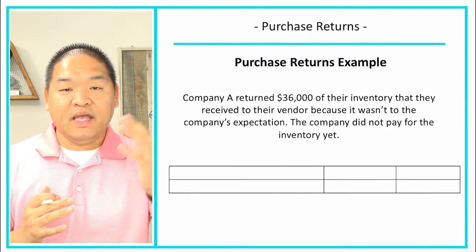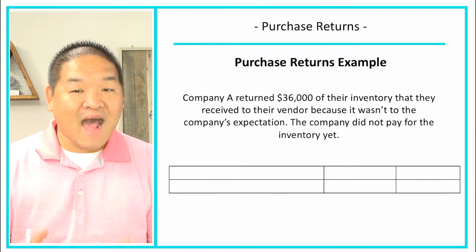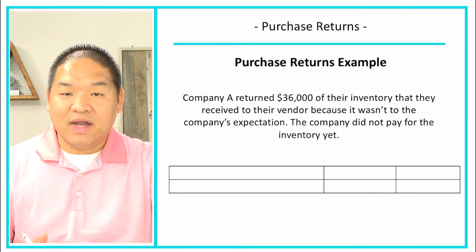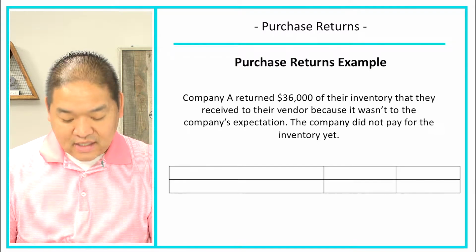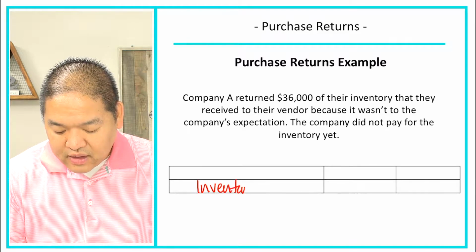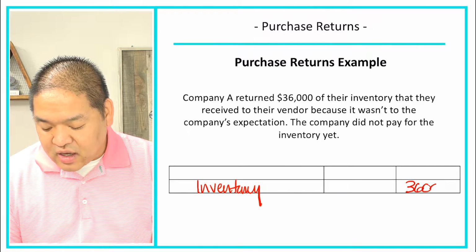Well, we gave up inventory. So if we give up inventory, inventory is an asset. And because the inventory balance is going to go down because we gave it up, we're going to credit inventory. So we're going to credit inventory for the amount that we returned. So in this case, $36,000.